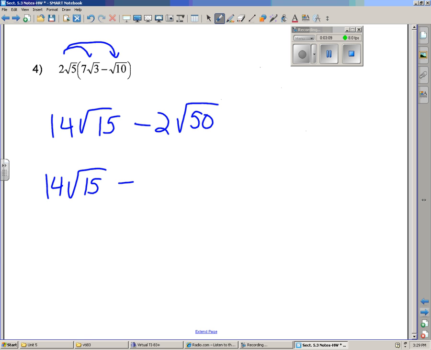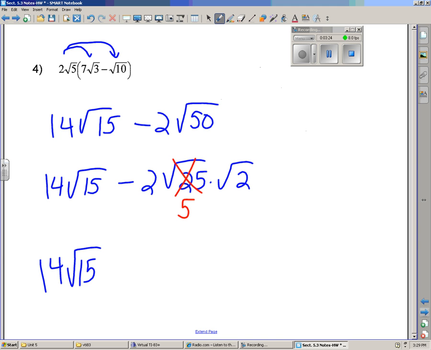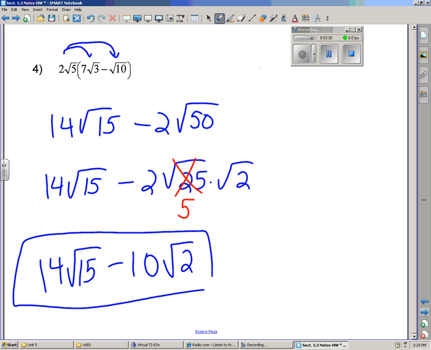Radical 50 does have a perfect square factor. Radical 50 can be broken up into root 25 times root 2. The square root of 25 is a perfect square, and it's just 5. Final answer here becomes 14 rad 15 minus 10, 2 times 5, radical 2. We don't have like radicals. Final answer is there.